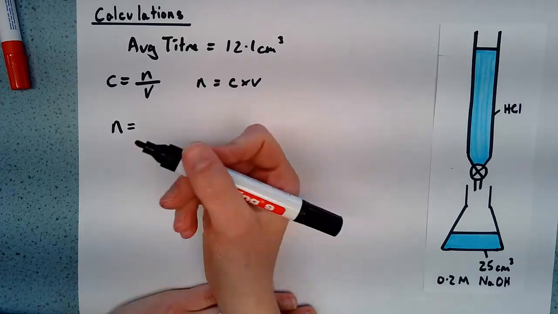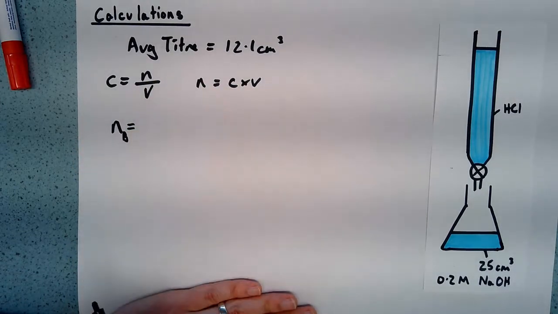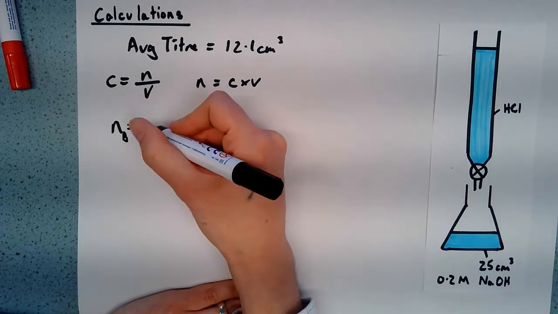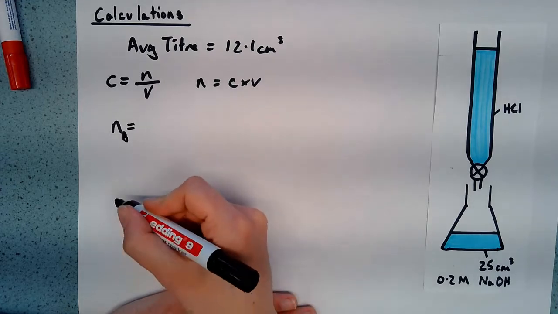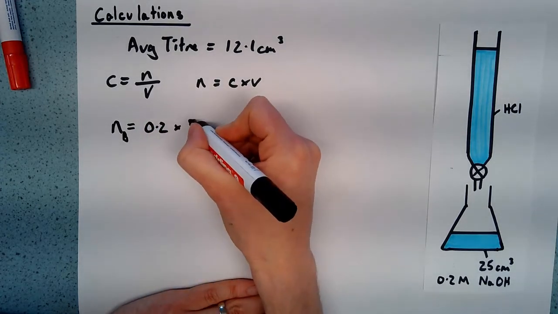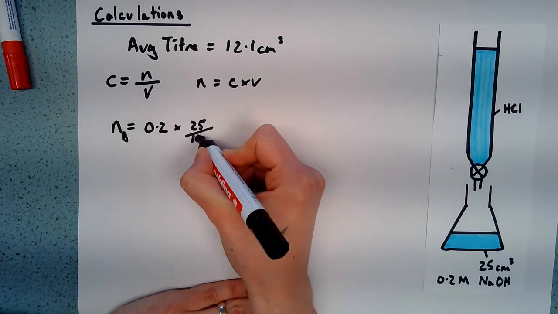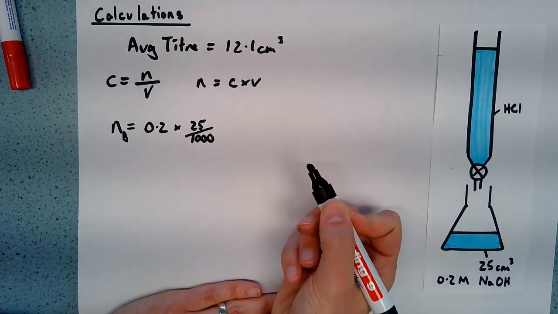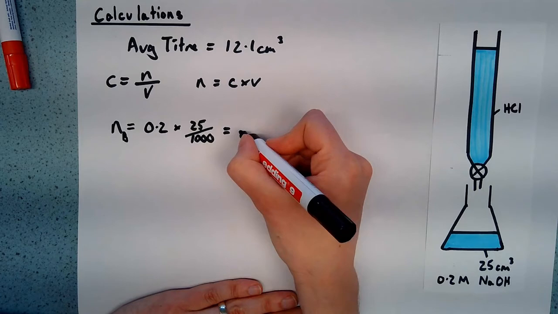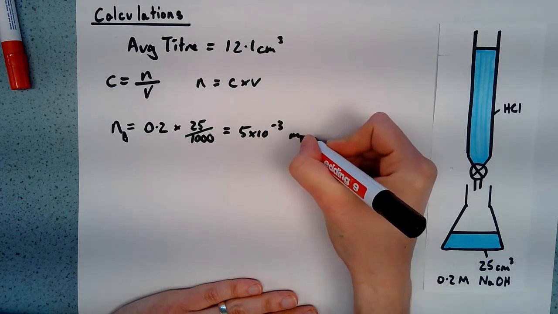So, n, I'm just going to put n_B for the base. Okay, so n of the base is equal to C times V, so 0.2 multiplied by 25 centimetres cubed, which we're going to divide by 1,000 to put it into decimetres cubed. And if we put that through our calculator, we end up with 5 times 10 to the minus 3 moles.